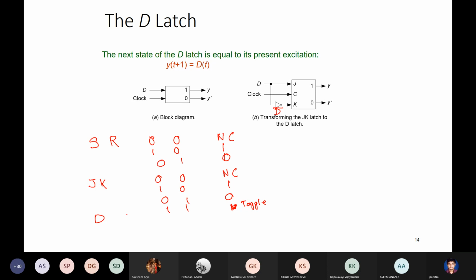D is very simple. You have only one input. If input is 0, output is 0. If input is 1, output is 1. You have T: if input is 0, it's no change. If input is 1, it's toggle.